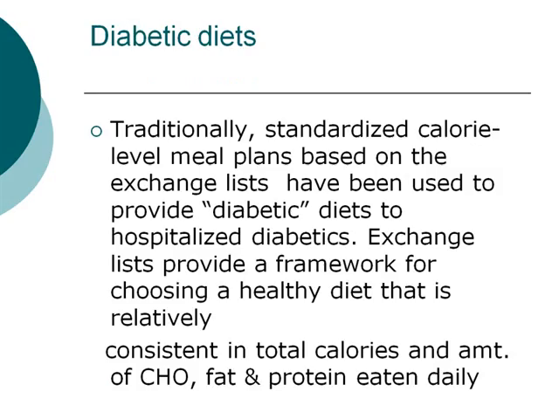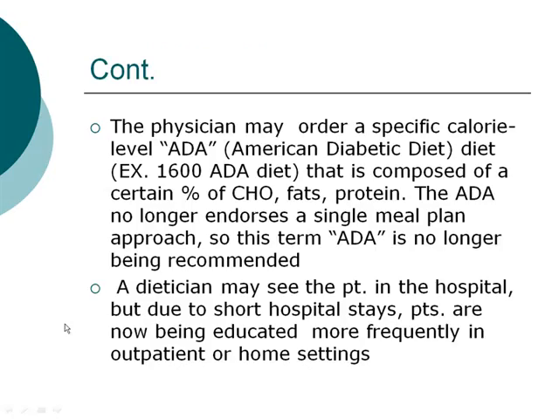Diabetic diets are usually based on the exchange list, which is a framework to help provide diabetic diets. It supposedly helps the person choose a healthier diet that is more consistent in total calories and in the amount of carbohydrates, fat, and protein they take in daily. The more common ones you've probably seen are your ADA diets, which depend on the number and have a certain percentage of carbohydrates, fats, and proteins.